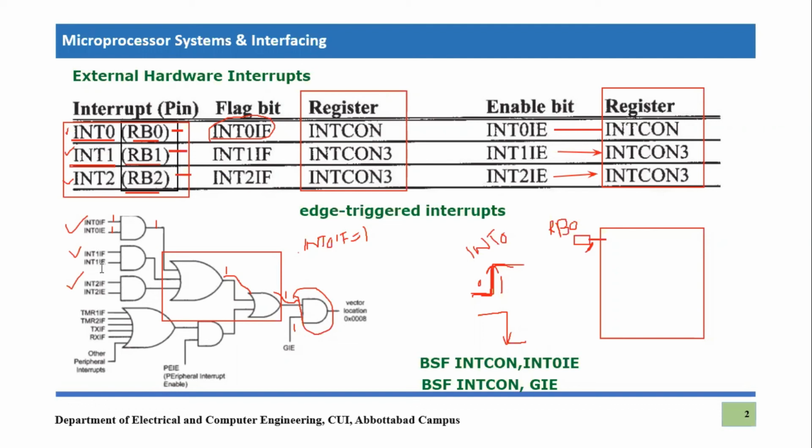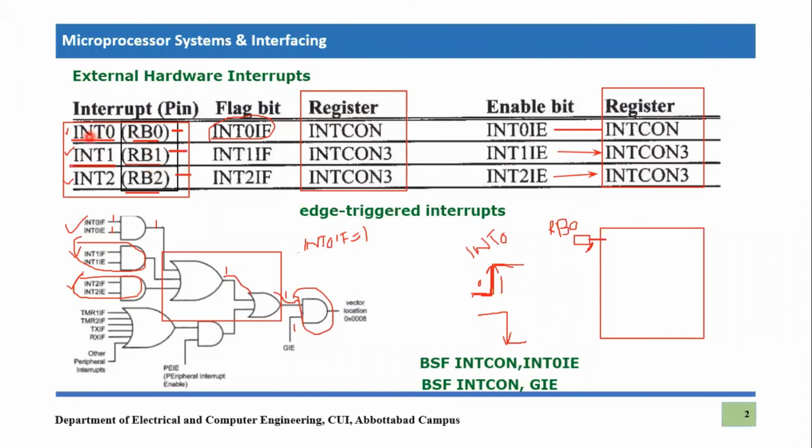Similarly, you need to configure interrupt 1. So you need to deal with their corresponding enable bits and interrupt flag bits, right? Remember, this is the area for interrupt 1, this is the area for interrupt 2. So you can configure all of them in one program. You can use only one of them as per your need, but this is the basic idea of external hardware interrupt. Whenever any sensor is attached to these pins, what pins am I talking about? I'm talking about these pins: RB0, RB1, or RB2.